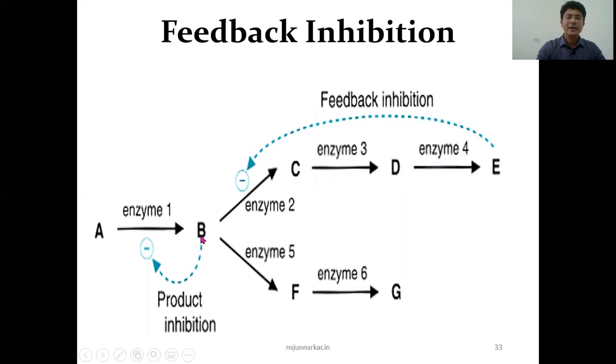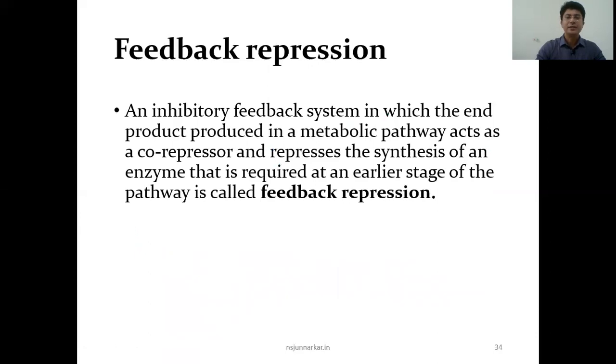Here B can also give feedback inhibition to the enzyme which leads to its synthesis from the substrate. In the case of feedback repression, the inhibitor molecules act as co-repressors and they repress the synthesis of the enzyme that is required at an early stage of the pathway, and that is called feedback repression. So here the inhibitors act at the genetic level.